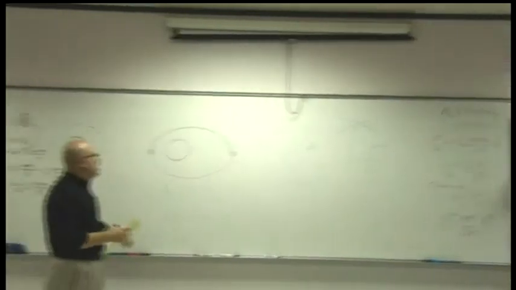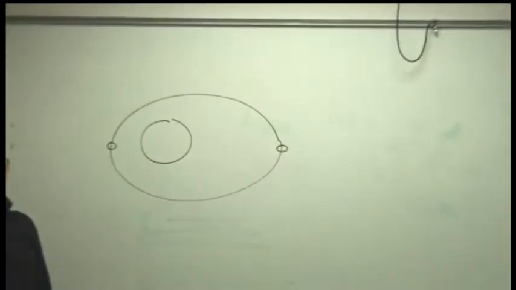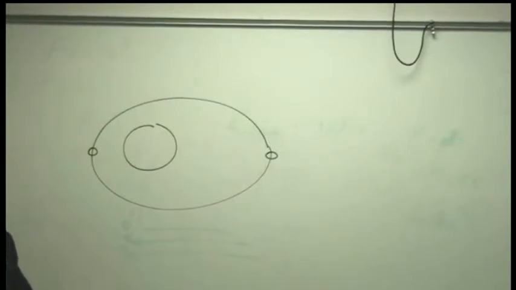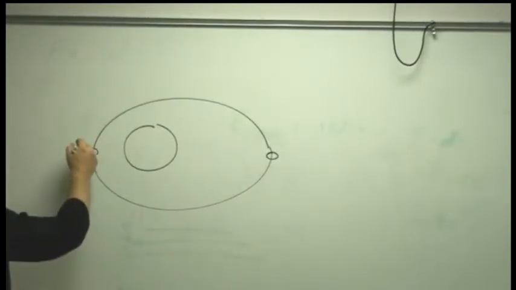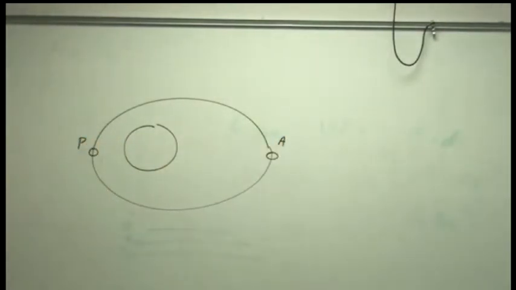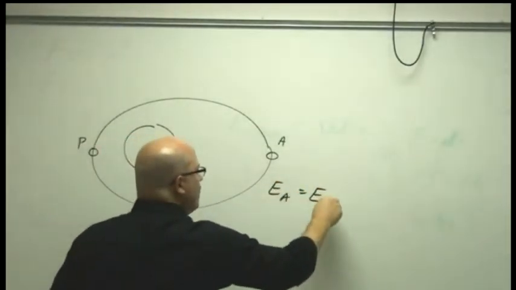Now, I want you to notice that at these two points we've got things going on. We have gravity affecting their orbits. Do we have conservation of energy going from apogee to perigee? Sure. What forces are acting? Gravity. Is it a conservative force? Yes. Okay, so energy here equals energy here.